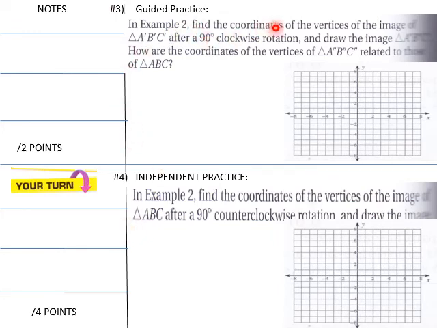Okay, our guided practice here. Find the coordinates of the vertices of the image of triangle ABC after a 90 degree clockwise rotation. Draw the image A prime B prime C prime. How are the coordinates of the vertices of A double prime B double prime C double prime related to those of triangle ABC? In example 2, find the coordinates of the vertices of the image of ABC after a 90 degree counterclockwise rotation, then draw the image. So this is for your students. We're going to do this one now.